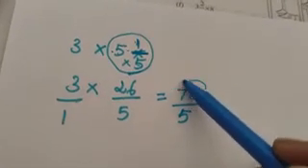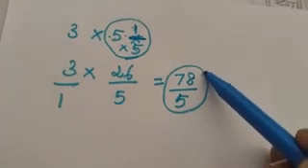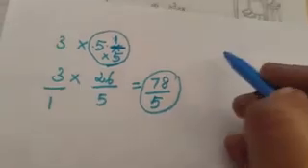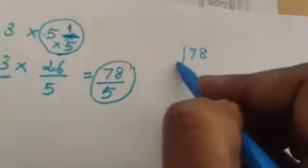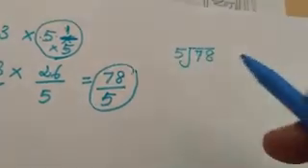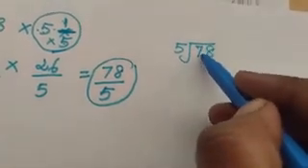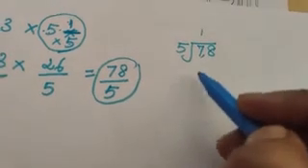Now we have to convert this one into a mixed fraction. How will we convert? First divide 78 by 5. So if you divide 78 by 5, in 7, how many times? 1 time 5 is there.